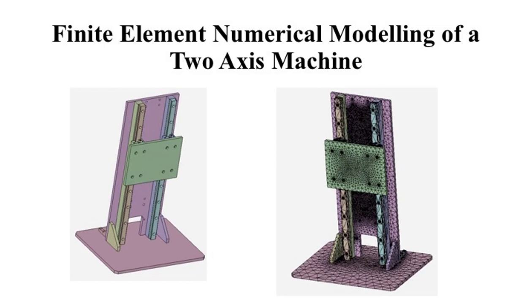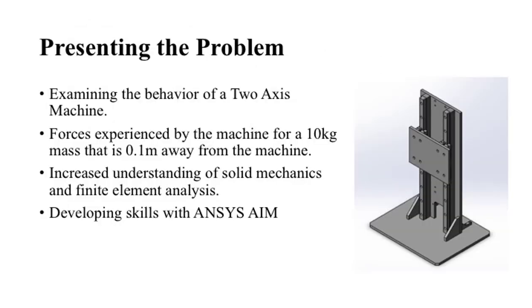In the following tutorial, we will be testing the operating conditions of a simple machine. This is a simulation of the vertical component of a two-axis machine. These types of mechanisms are used extensively in machines like 3D printers and CNC machines. To examine the stresses that occur on the machine, we will simulate a 10 kg mass 0.1 meters away from the machine, as if it were attached to the front mounting plate.